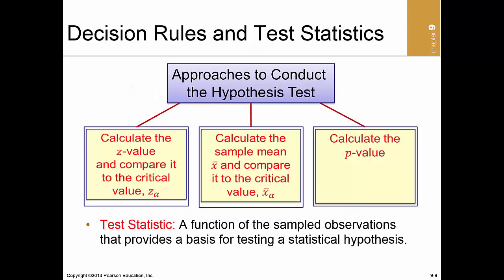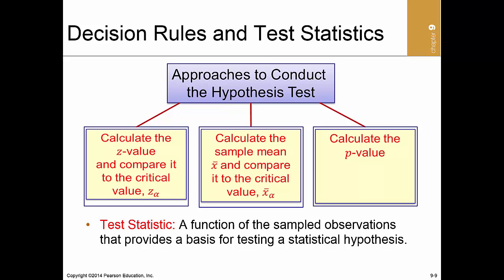So when conducting a hypothesis test, we can use three equivalent approaches. You can calculate a z-value and compare it to a critical value. You can calculate the sample mean x bar and compare it to a critical value. And finally, you can use the more popular method, which is the p-value approach. It really makes no difference at all which approach you use. They all yield the same conclusion.